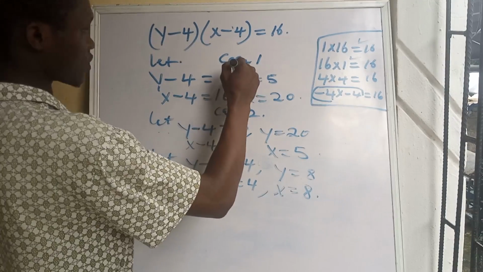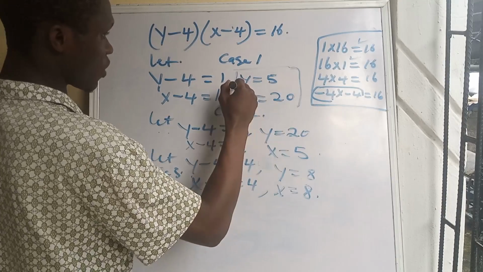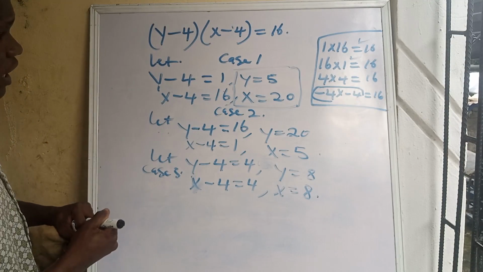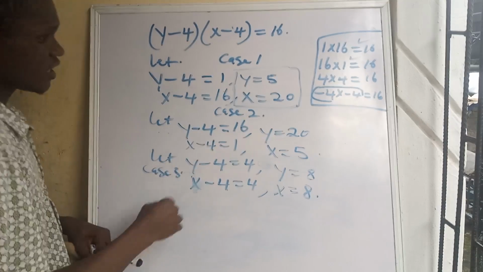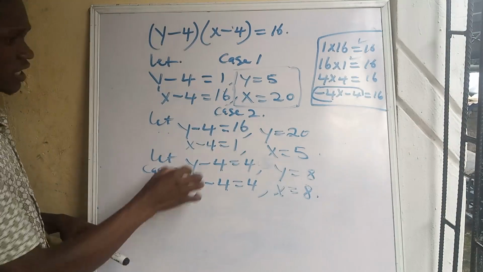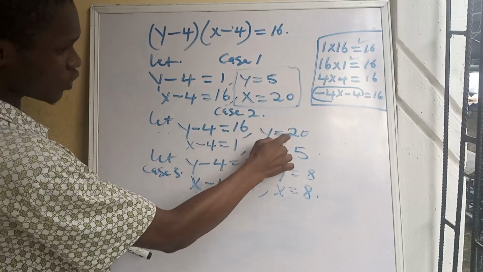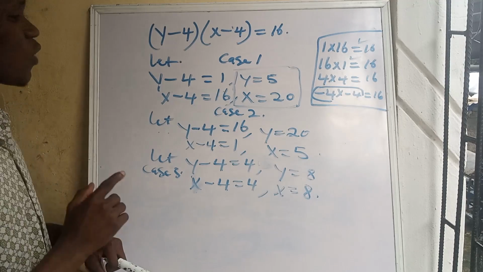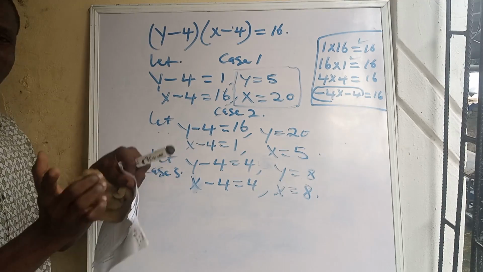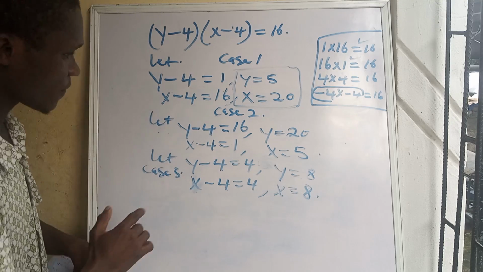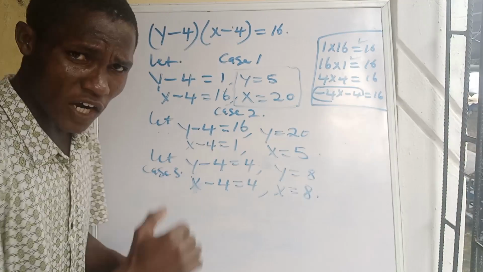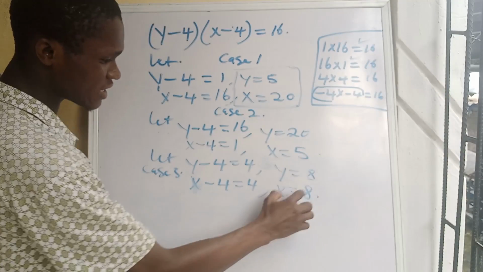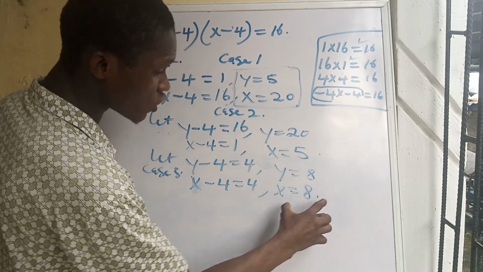So in case 1, y is equals to 5, x is equals to 20. In case 2, your y is equals to 20, x is equals to 5. Just that in case 1 and case 2, the values of x and y interchange themselves. Then in case 3, the values of x and y are equal. So in case 3, your y is equals to 8 and your x is equals to 8.